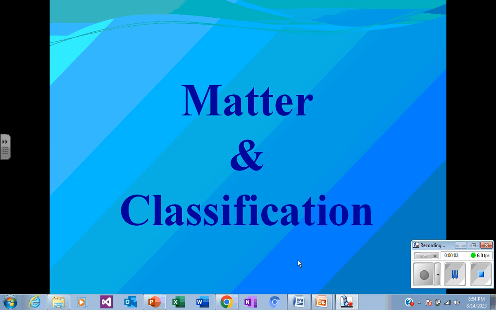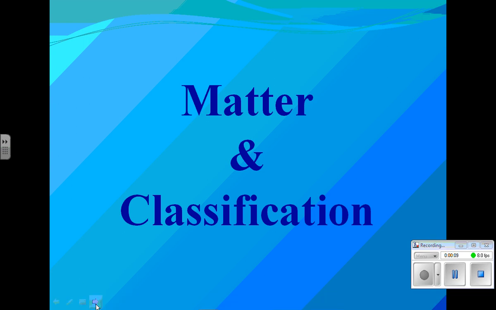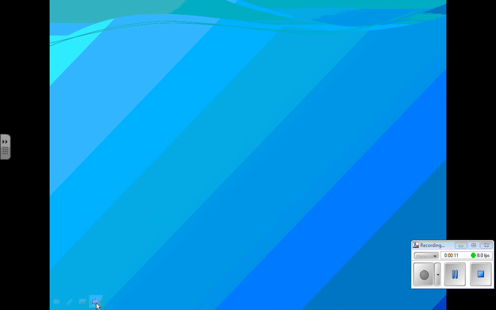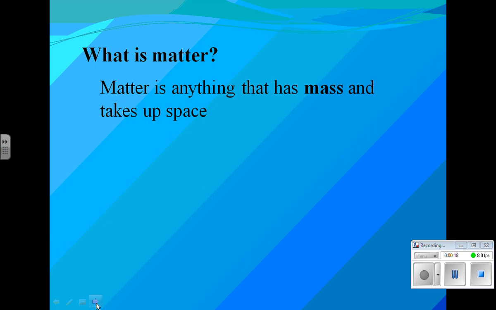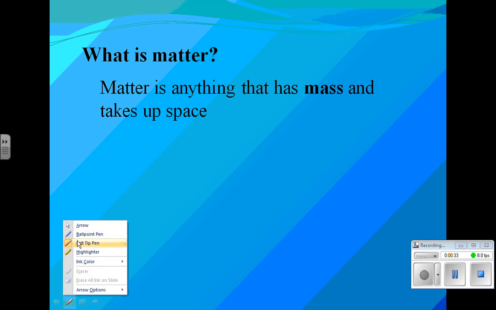All right, these are the matter and classification section of the notes. So in your note packet, the first thing we talk about is just what is matter. Well, matter is anything that has mass and takes up space. That needs to be written in your notes. Matter is anything that has mass and takes up space. So you need to make sure you write that in your notes.